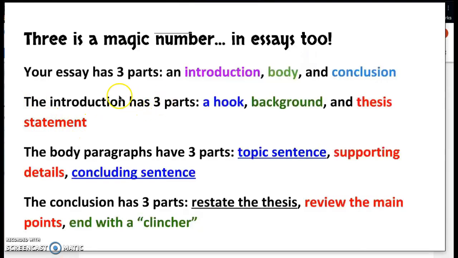So in writing, everything has 3 parts. Your essay has 3 parts, an introduction, body, and conclusion paragraph. The introduction paragraph has 3 parts, a hook, background, and thesis. The body paragraphs have 3 parts, topic sentence, supporting details, and a concluding sentence. And the conclusion has 3 parts, restate the thesis, review the main points, and end with a clincher.